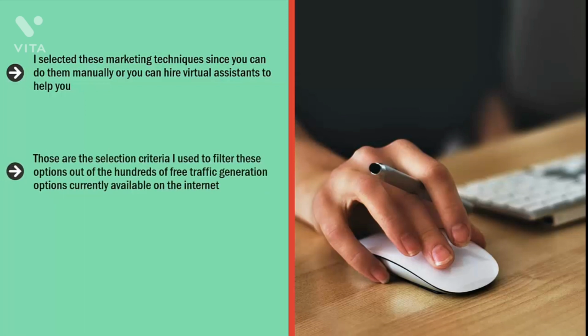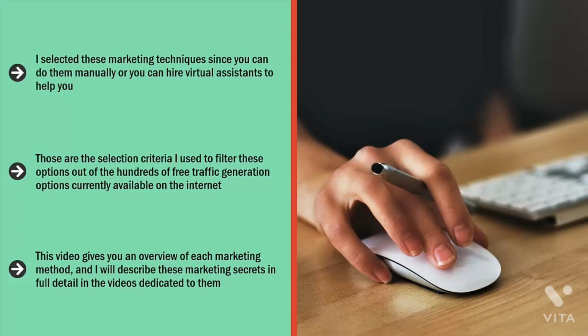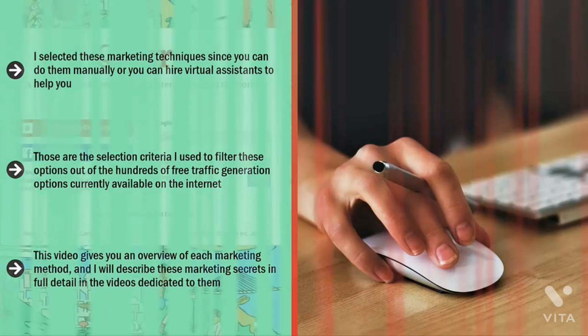In my experience, these options work best with ClickBank products when they are sold through the 3-layer content conversion system I described in video 2. This video gives you an overview of each marketing method, and I will describe these marketing secrets in full detail in the videos dedicated to them. In this overview, I just want to give you a good understanding of what these marketing methods are, how they work, as well as their advantages and disadvantages.